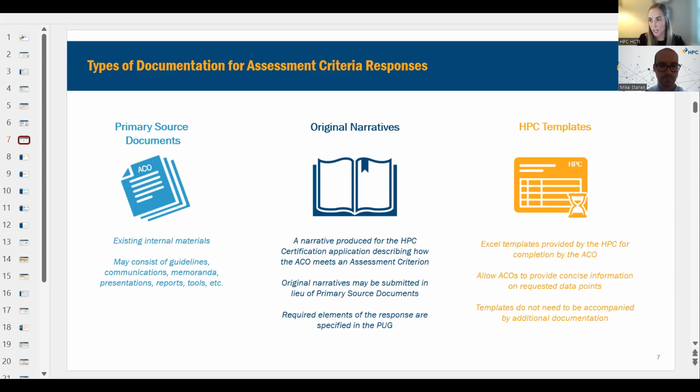And then finally, the third type of documentation are the Excel templates that we'll provide to you in different areas and ask you to complete and upload.